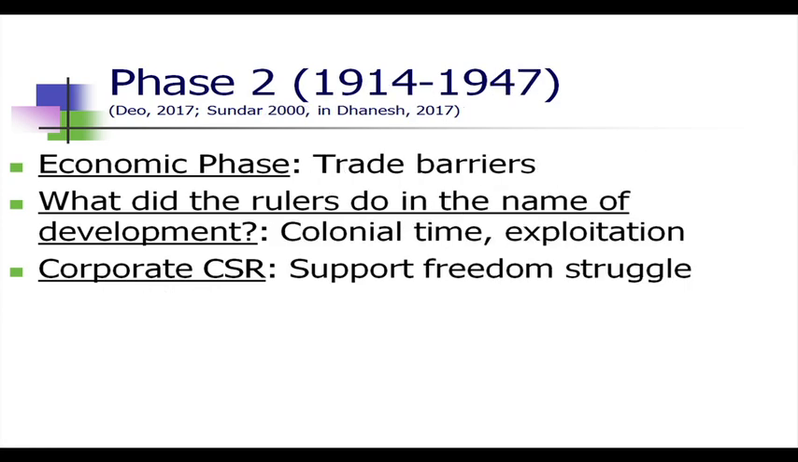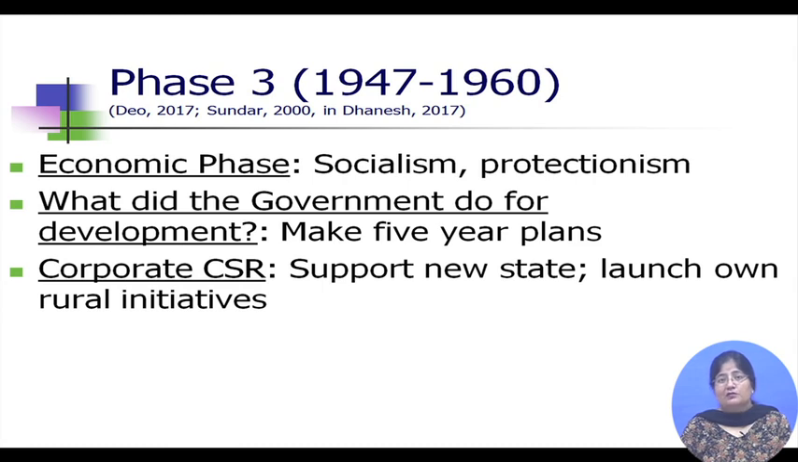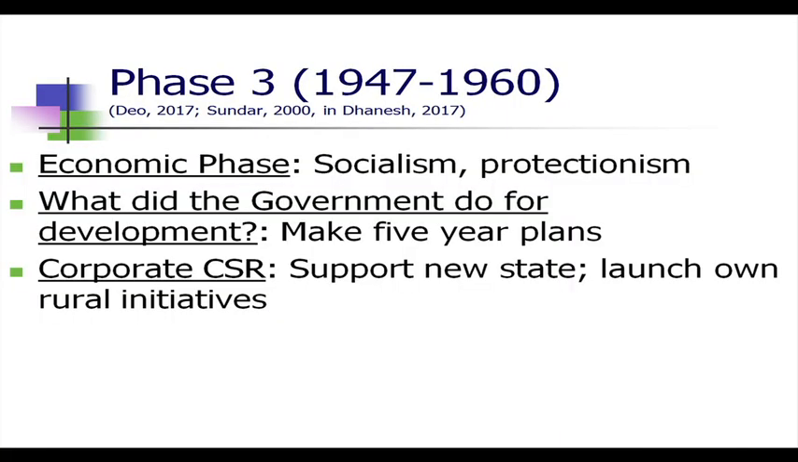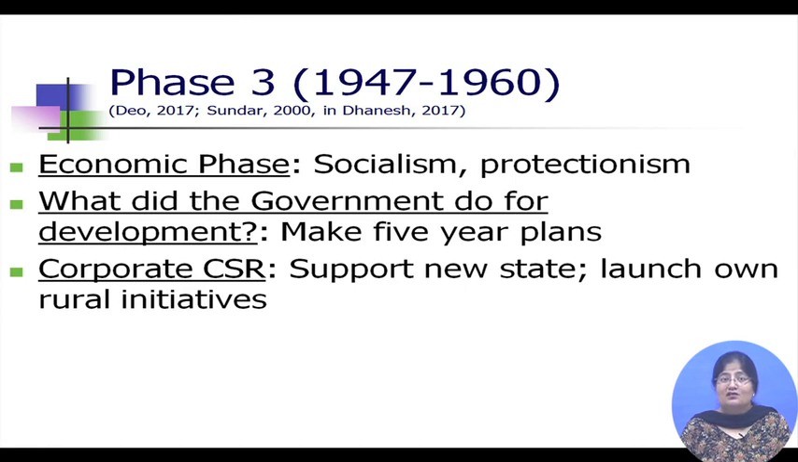So the government did. And now again, if you see in the previous slides, I have said what the rulers did. By this time, after 1947, we had become a democracy and we had a government. So the government's responsibility was to look after the country, not exploit it. So they made 5-year plans and they said, this is what we will accomplish. Corporate CSR, again, in this time was to support the new state. Now by state, we don't mean these small states like Bengal and Himachal Pradesh and Gujarat and Tamil Nadu. We are not talking about those states. We are talking about the country as a whole.